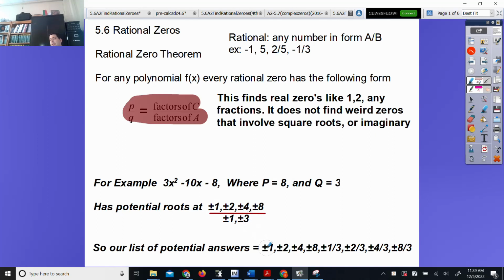And what I've done down here at the bottom is I've gone through and I've done the division. I've taken 1, 2, 4, and 8, and I've divided by a 1, so they repeated. Then I've taken 1, 2, 4, and 8, and divided by a 3, and created those fractions. So if this thing has a rational zero, it's in that list, okay?